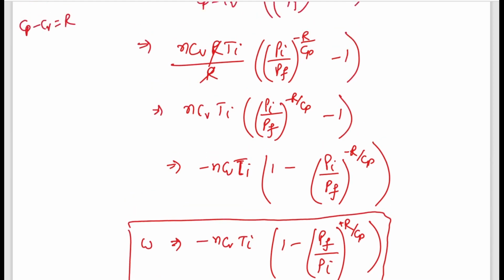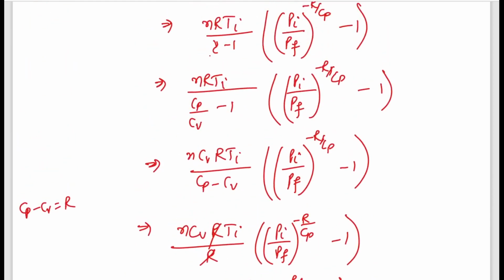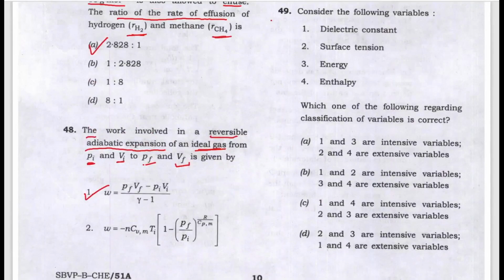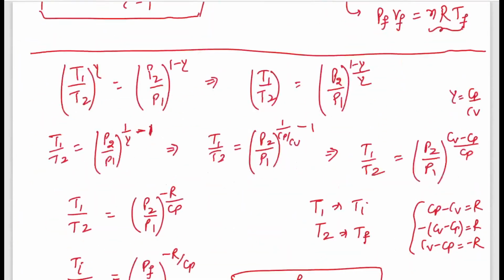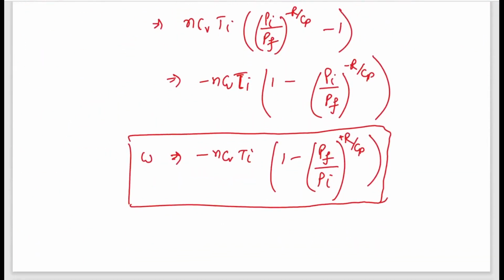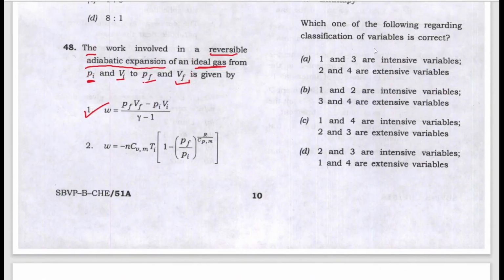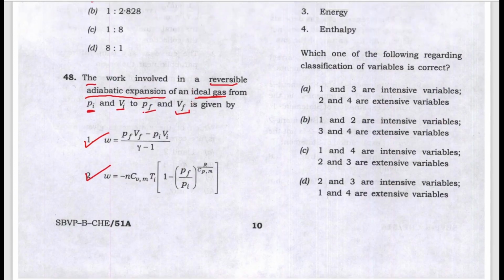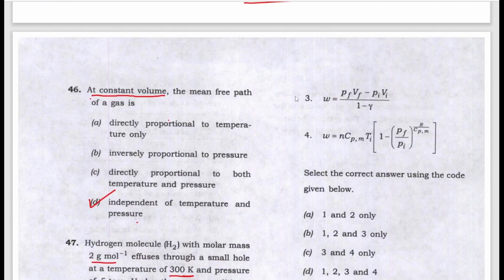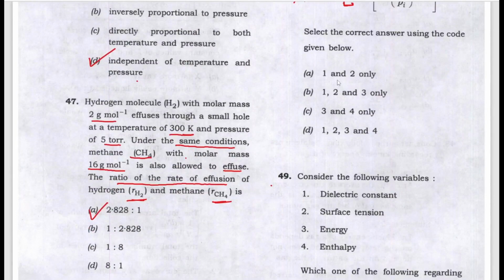So that option is maybe the second. This is minus n Cv Ti times [1 minus (Pf/Pi) power R over Cp]. So the second expression is also correct. In this case, this is incorrect, and in this case they are providing Cp here. This is also incorrect. So our first and second expressions are correct. So the answer is A.